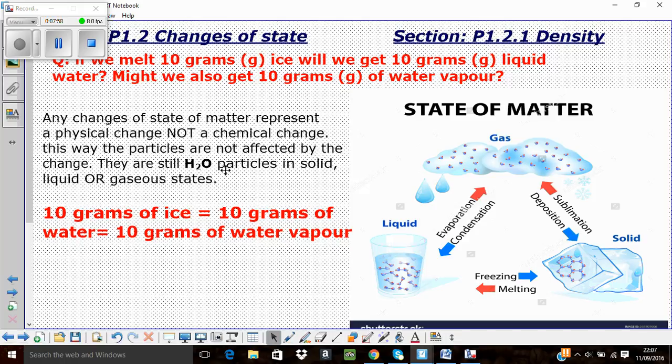Because they are all water particles in all three states of matter, this is a physical change, because I can get back the material from the original. So 10 grams of ice equals 10 grams of water equals 10 grams of water vapor. They didn't transform. If I melt something, it's not going to become something else. It's still the same substance. That is a physical change.